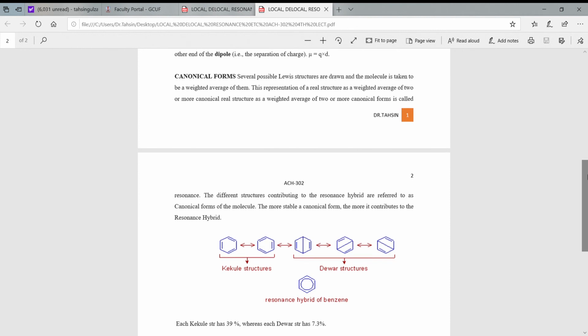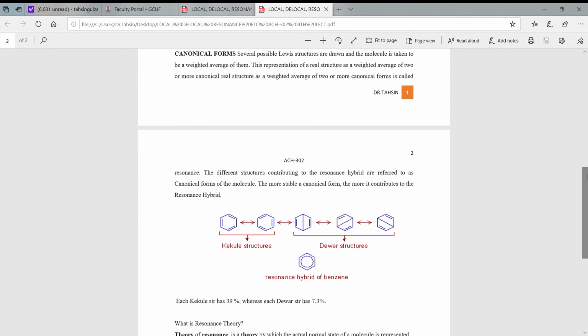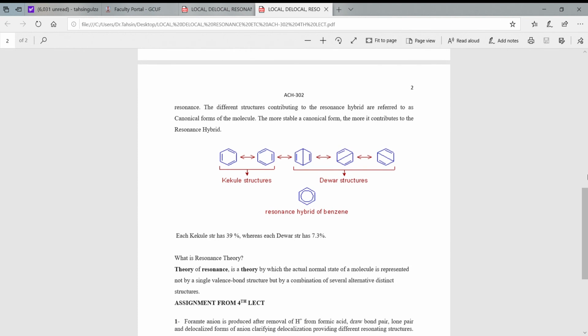So I hope that you have clearly understood these concepts. Now, what is resonance theory? It is the theory by which the actual normal state of a molecule is represented not by a single valence bond structure but by a combination of several alternative distinct structures.